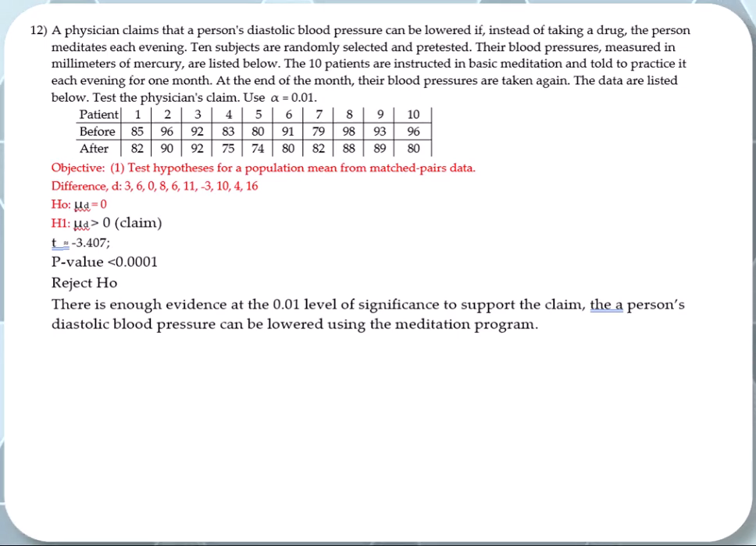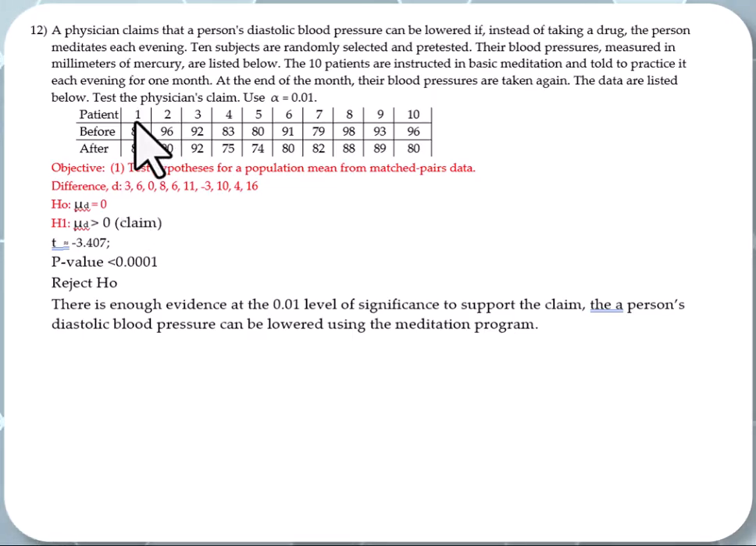Test the physician's claim. So the physician is making a claim: as a result of meditation, patients can lower their diastolic blood pressure. Okay, here's what you're going to do here. Since those samples are dependent, when you see a table with 3 rows, and one says before and one says after, you know they are paired dependent. You have to test the hypothesis in a different way, not like the way we do it with independent samples. So this is how we do it. We're going to do the differences.